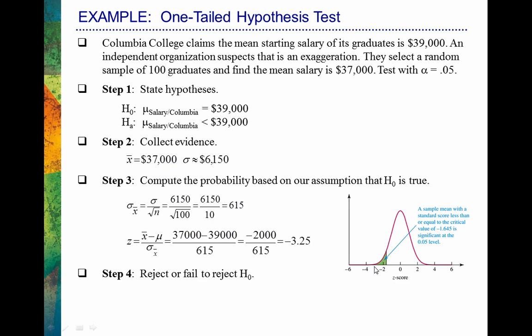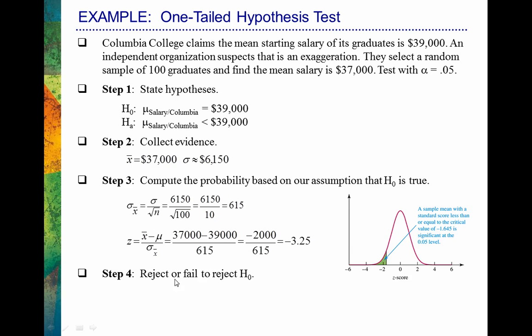If it's in the rejection zone, it means we have enough evidence to reject the null hypothesis and conclude that we have statistically significant results. Because it's very, very unlikely that we would find this mean of $37,000 just by chance if the true population mean is equal to $39,000. So we have enough evidence to conclude that the population mean, the true population mean, is less than $39,000.